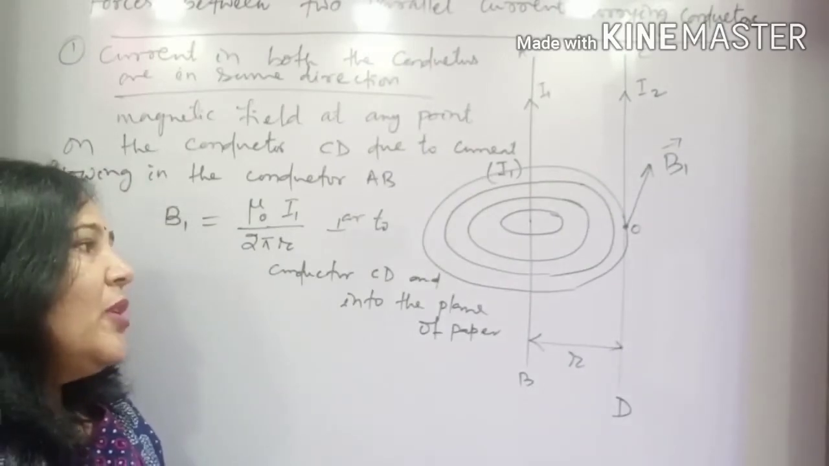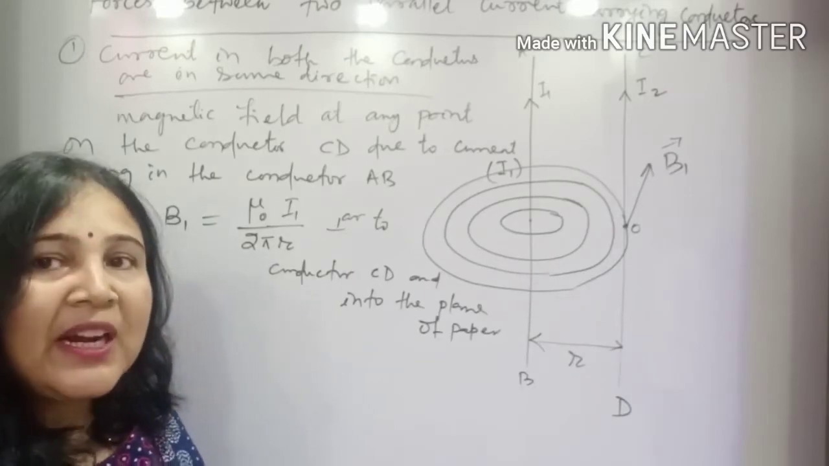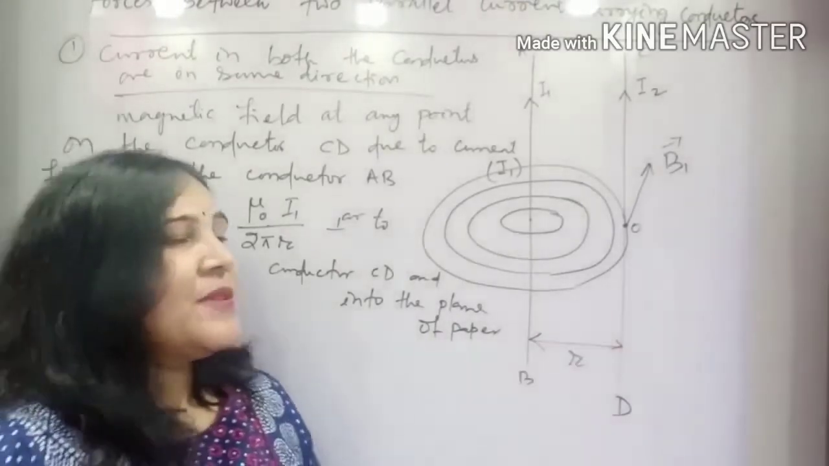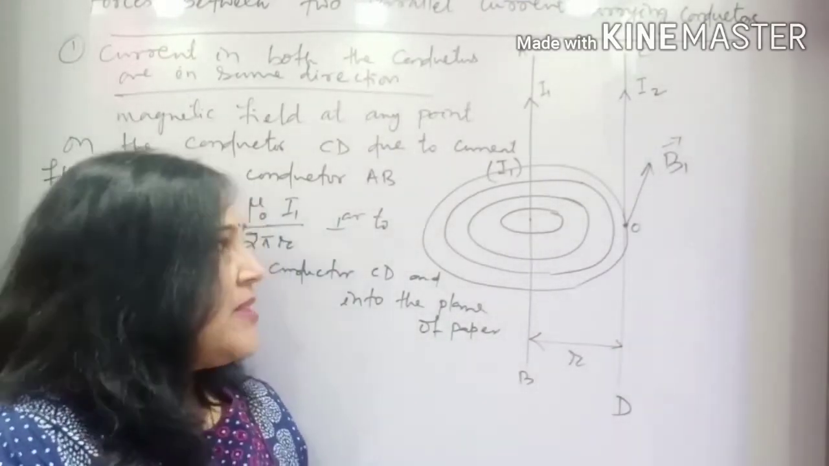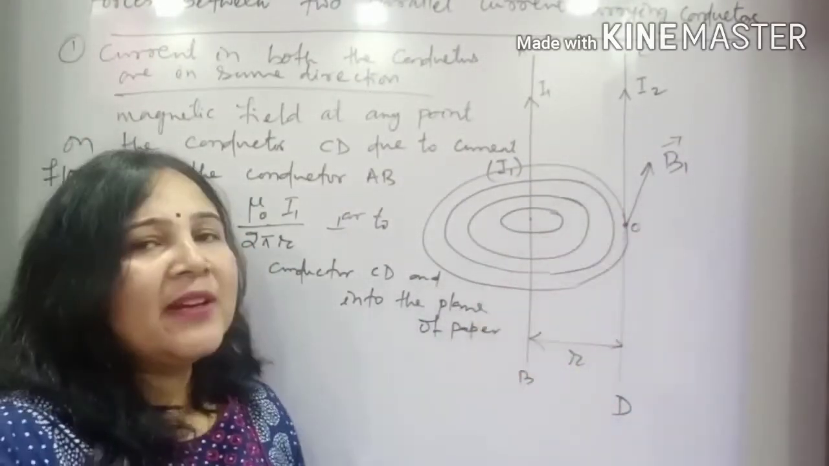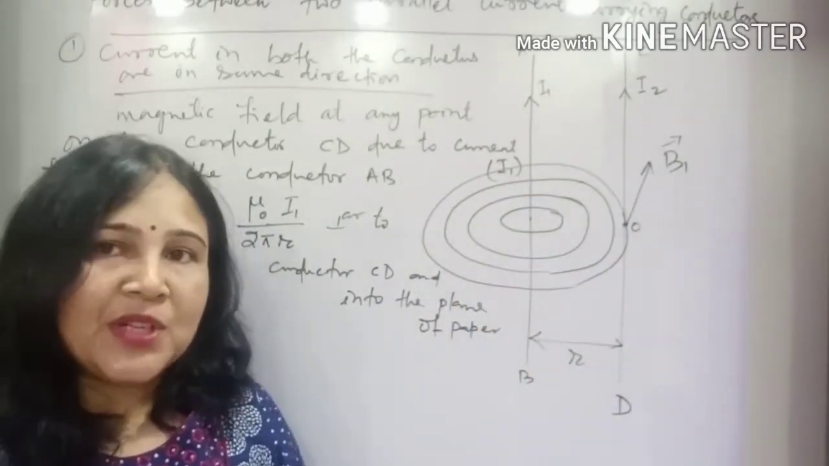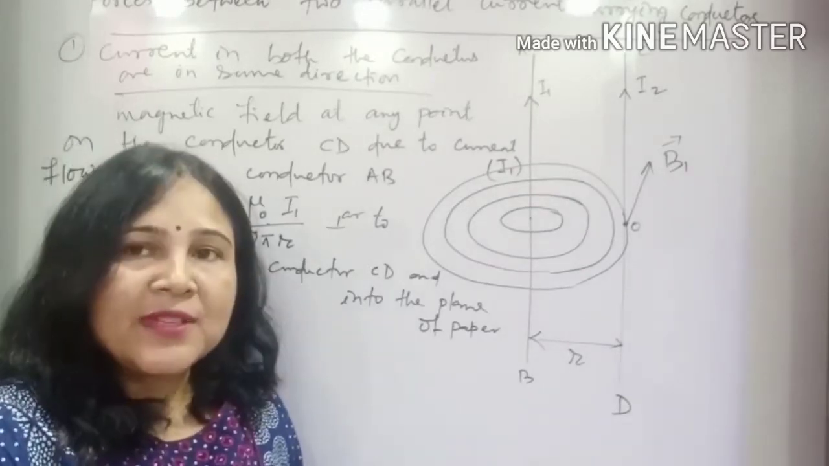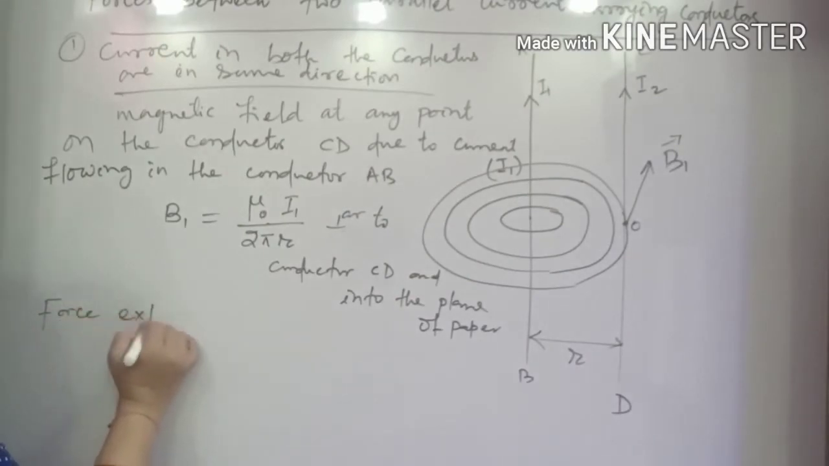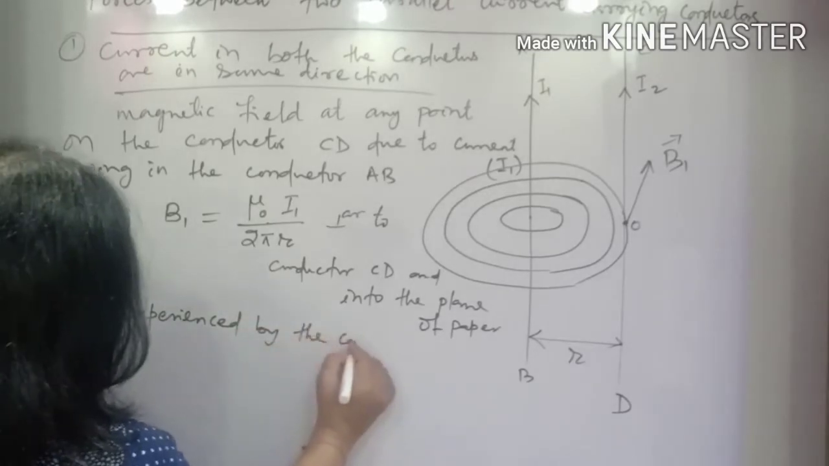Now, we also know that when a conductor carrying current is placed in a magnetic field, that conductor experiences a force. So when this conductor CD is inside the magnetic field B1, this conductor, which is carrying current I2, is also going to experience a force. Now let's find out the force experienced by it. So write down here: force experienced by the conductor CD.